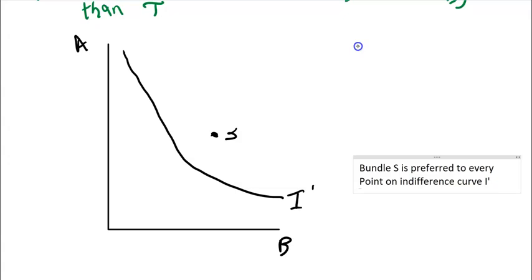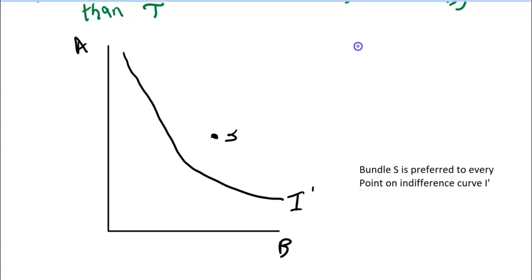So if I did the same exercise as before, I can draw another indifference curve that goes through S, which I can call I double prime.